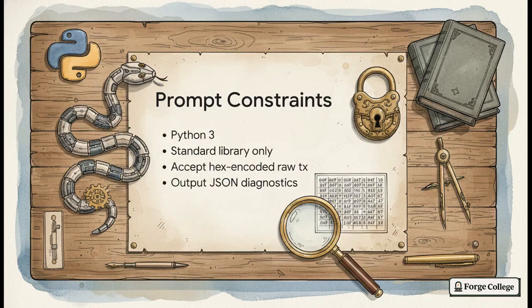Now, when you prompt the AI, you've got to keep it strictly constrained to a few key parameters. Tell it to use Python 3, force it to use the standard library only, make sure it accepts a hex-encoded raw transaction, and have it spit out JSON-friendly diagnostics. Why restrict it to just the standard library? Well, we want this scanner to be a pure, totally deterministic diagnostic tool. We definitely don't want it phoning home or making weird external network calls. It just needs to parse the data and report back, plain and simple.